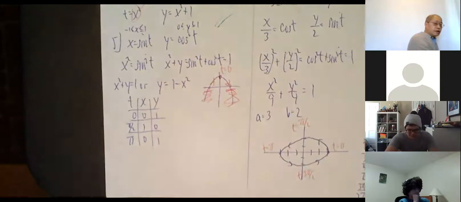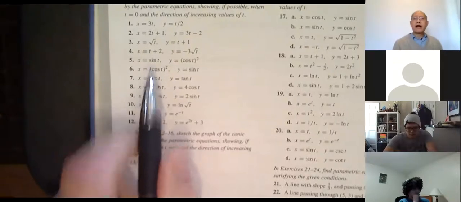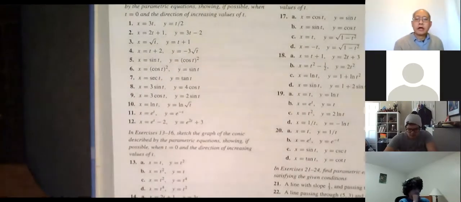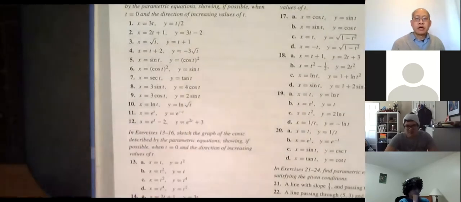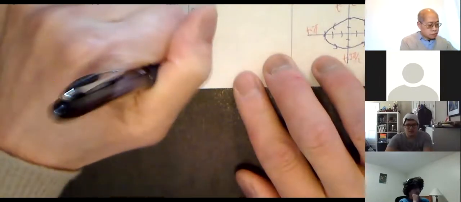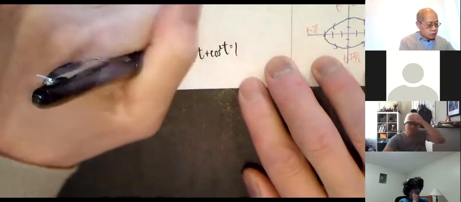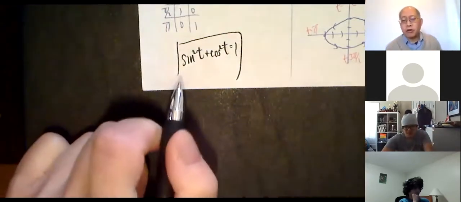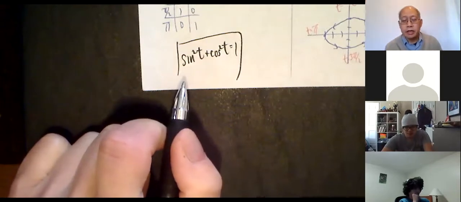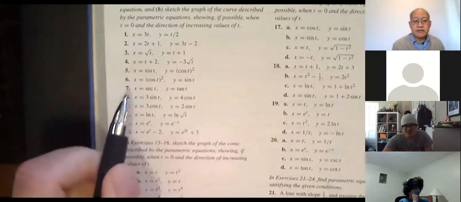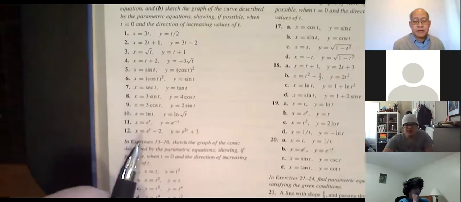So here's question 5. X equals sine of t, y equals cosine squared of t. Whenever you have something involving sine and cosine, you want to try to use the identity sine squared plus cosine squared equals 1. So sine squared of t plus cosine squared t equals 1. You've seen that before already, but if you want to put this on your next cheat sheet, you may. That certainly will help.